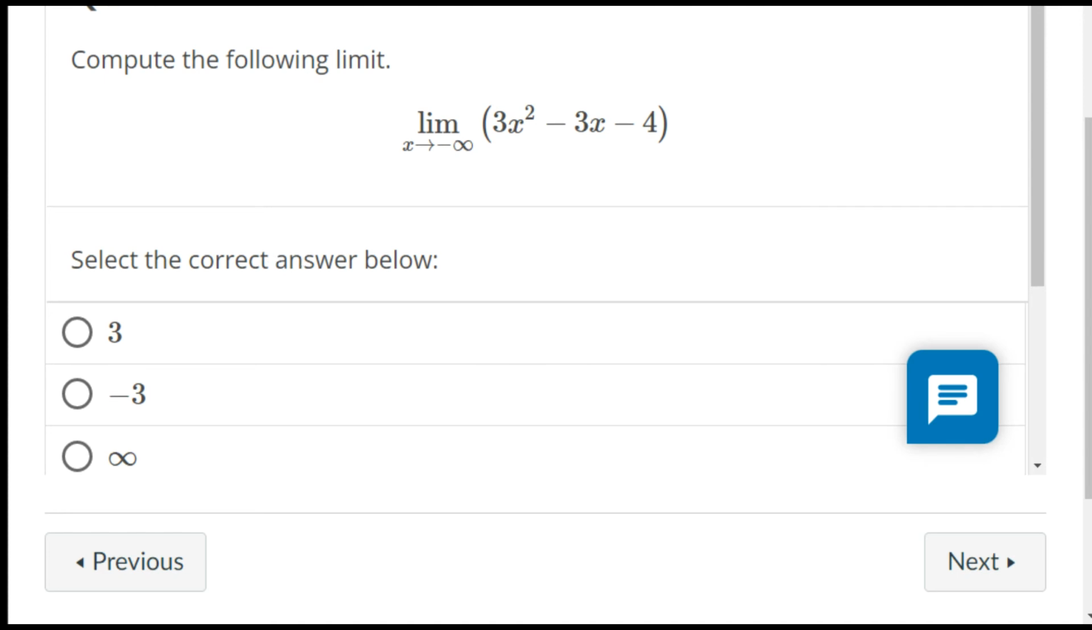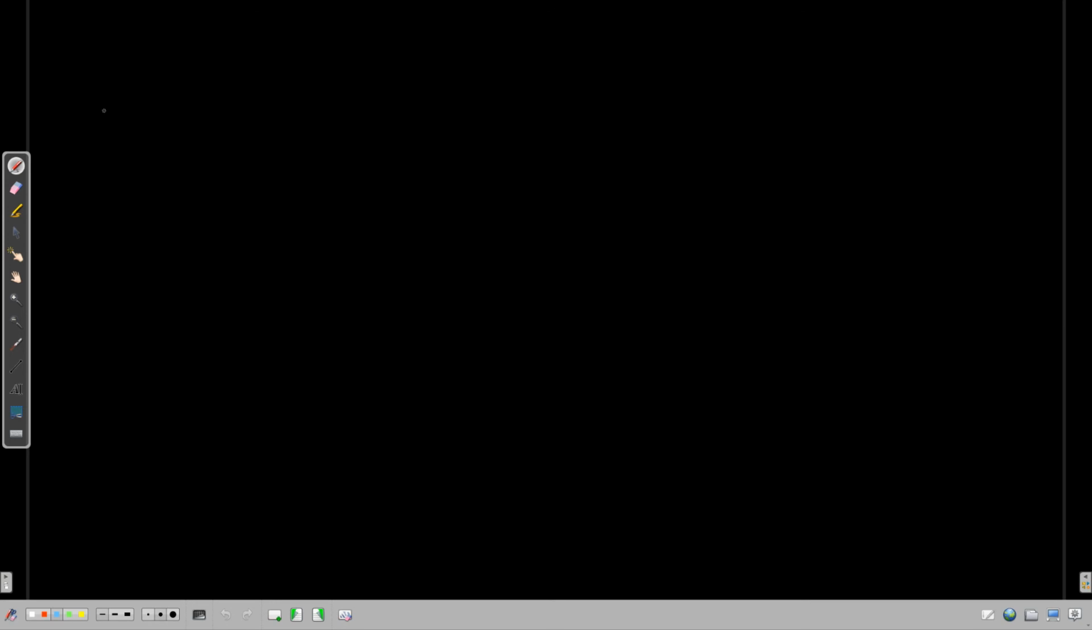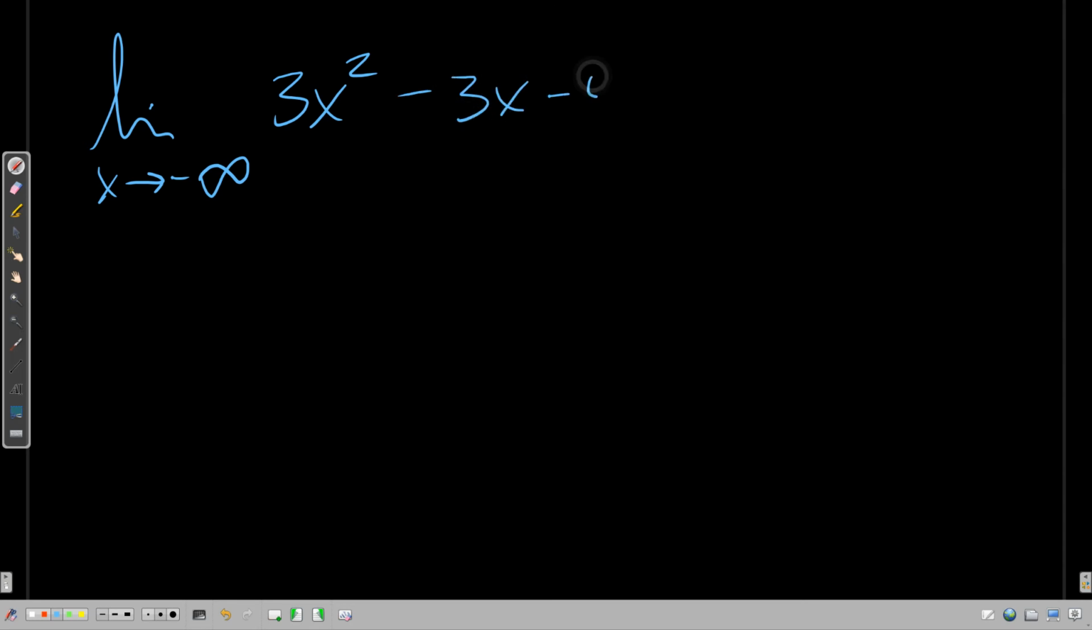The limit as x goes to minus infinity of this guy, it's infinity. How do I know that so quick? Well, first of all, it's a quadratic, right? So it's a parabola. The leading coefficient was positive, so it's opening up.